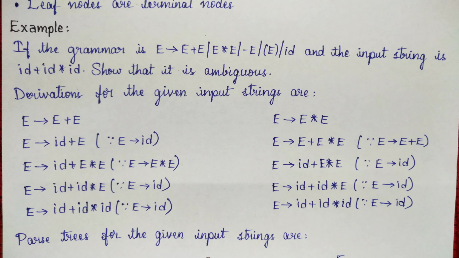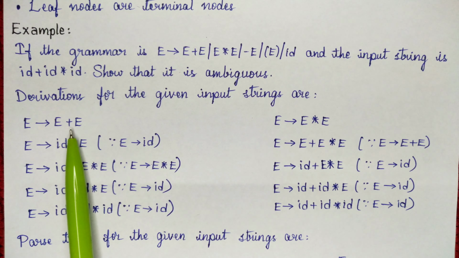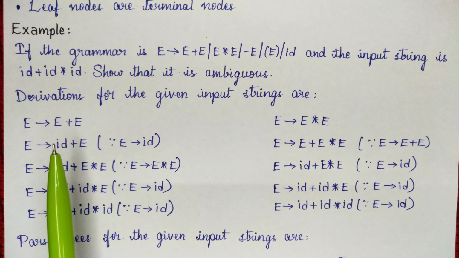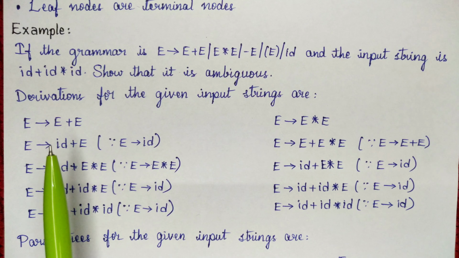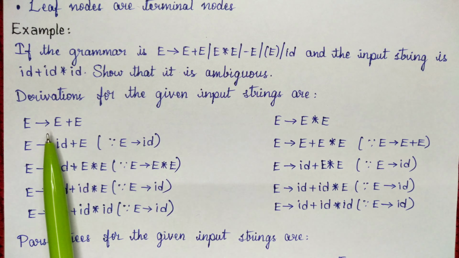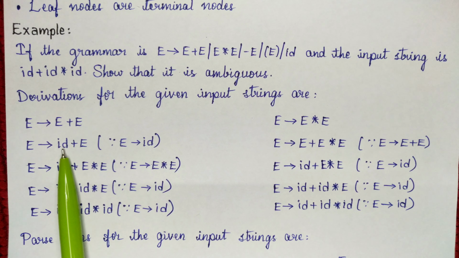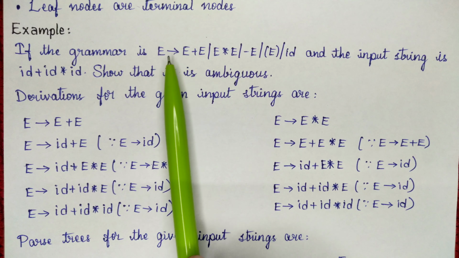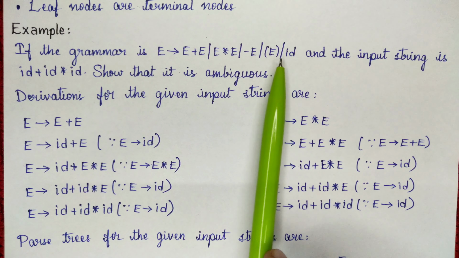Based upon the derivation we can construct the parse tree. Consider the production E produces E plus E and take the leftmost derivation. Here in each step the leftmost non-terminal is expanded first, and we derive only one non-terminal in each step. So first E produces E plus E. Then the leftmost E is converted into ID, as E produces ID according to our production. In this grammar E produces ID.